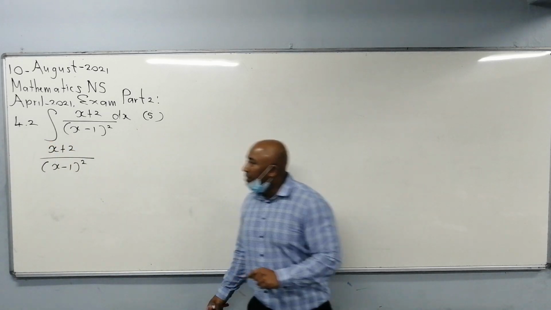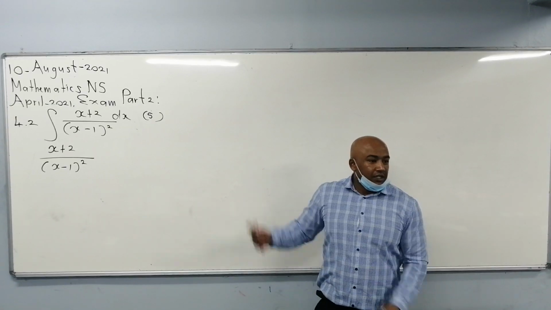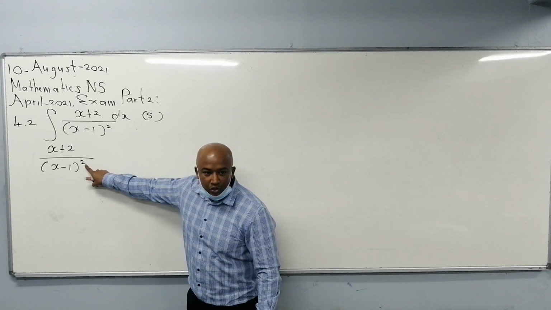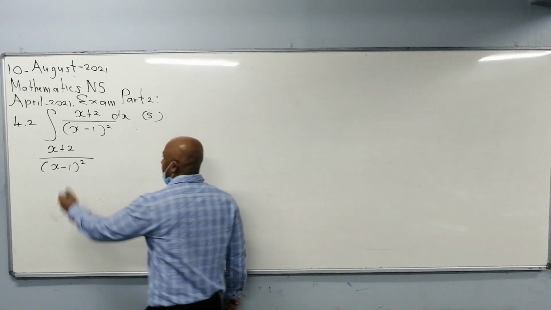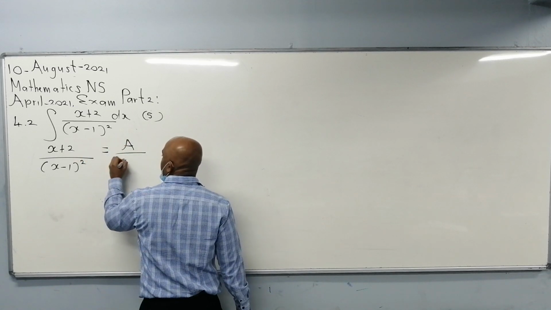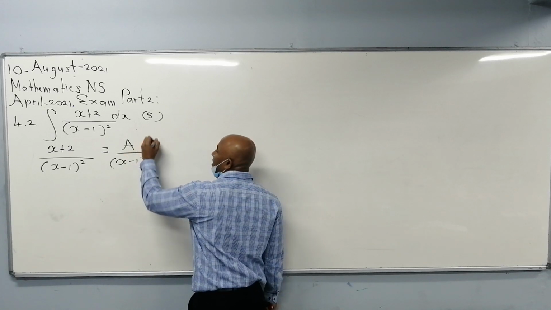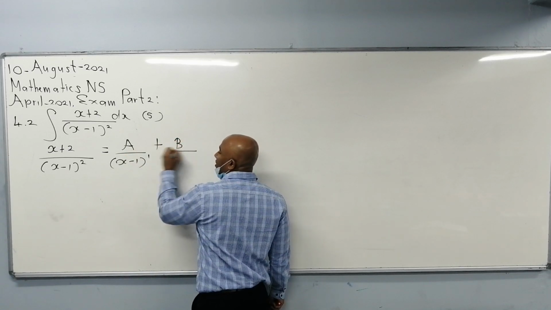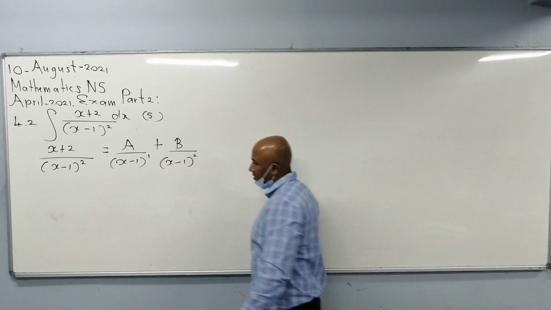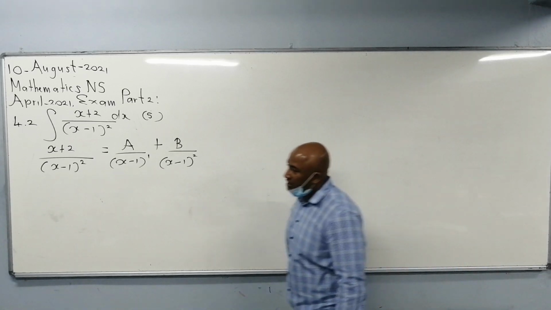Now, how many constants are you going to have? How many fractions are you going to have, in other words? There's going to be 2 fractions here because the highest power in the bottom is 2. So that's going to be a all over x minus 1. You can start with 2 or 1 if you want, doesn't make a difference. Plus b all over x minus 1 squared. Okay, so we are rewriting it as 2 fractions.